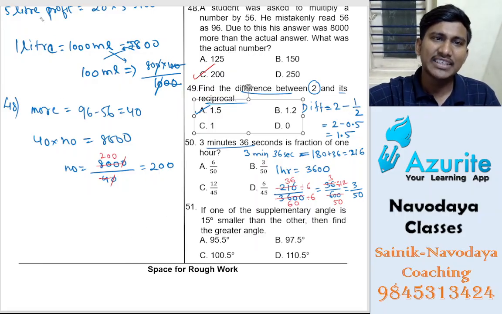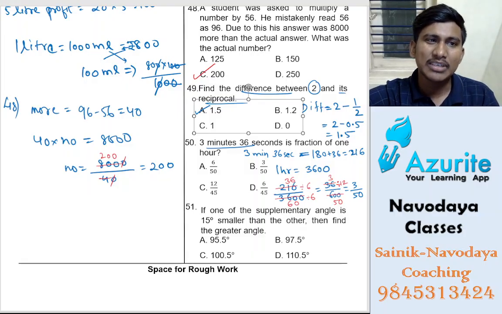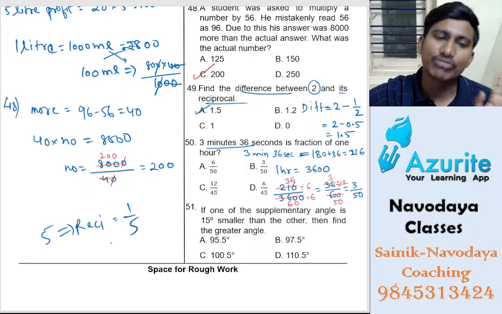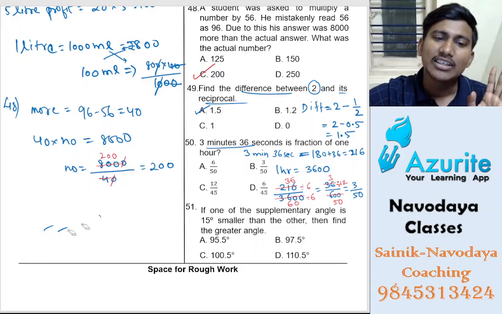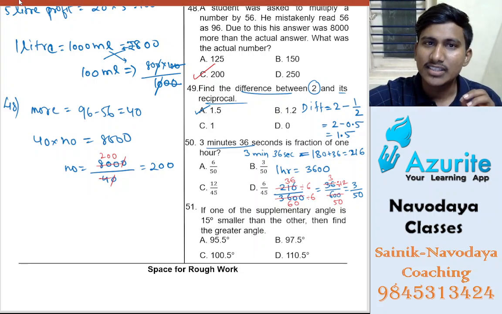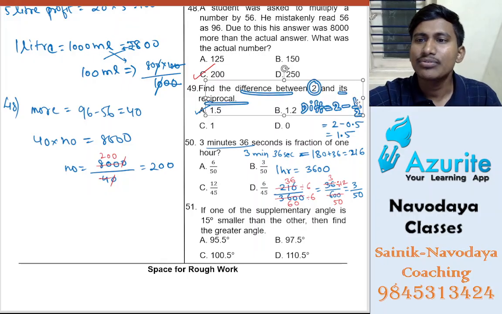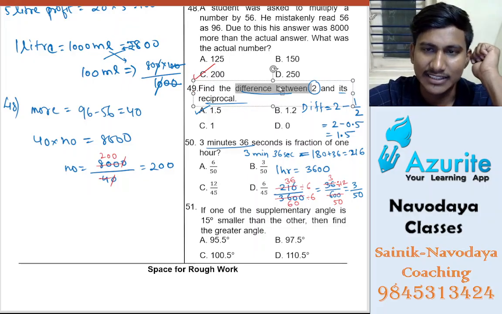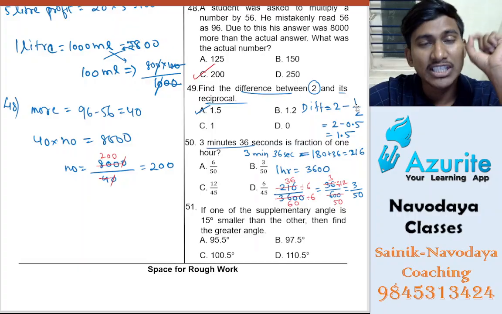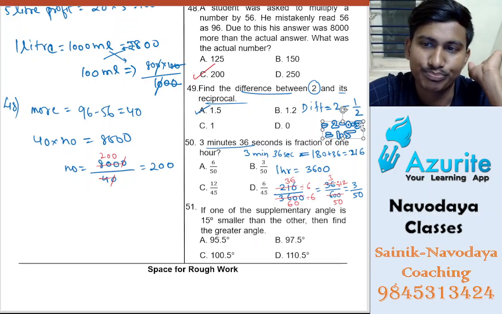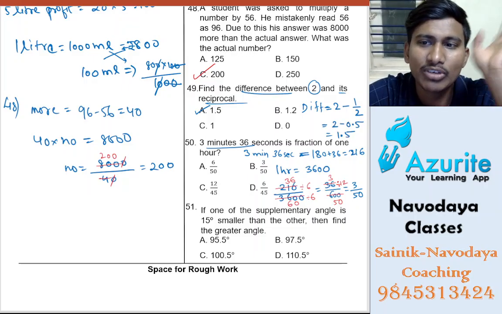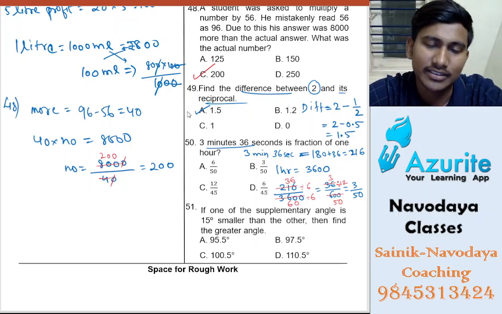If it is 5, the reciprocal of 5 will be 1 by 5. Reverse. 1 divided by it, we have to write. So the reciprocal of 2 is 1 by 2. If they are asking for the difference, we have to subtract. So 2 minus 1 by 2. Just now I told, half means 0.5. So 2 minus 0.5 will be 1.5. The answer is option A here. Okay?